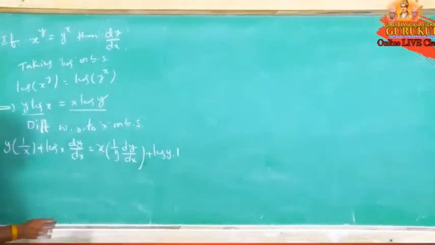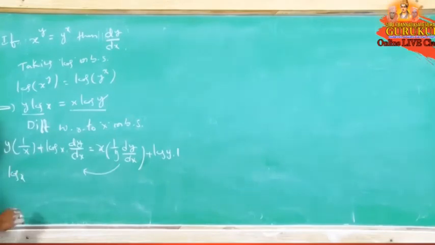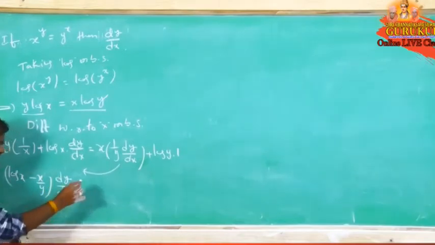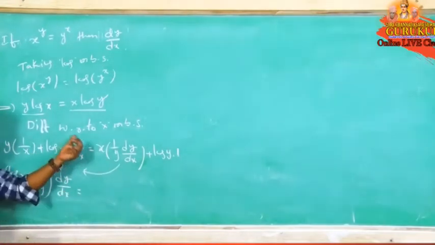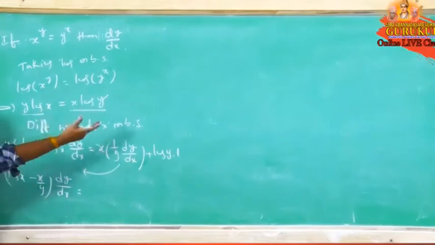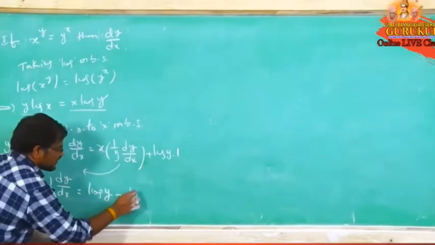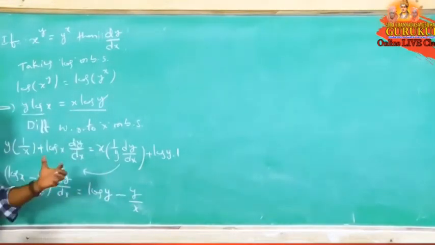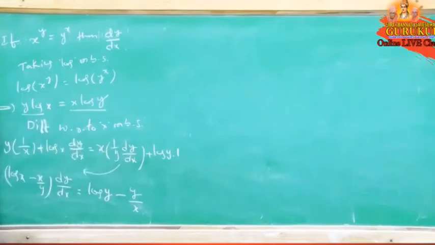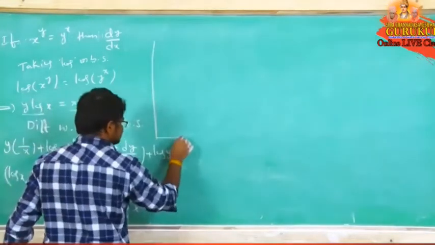Now after that, this dy by dx term I am taking to the left side, and the remaining terms on that side: log x minus x by y dy by dx. Can you write it like this? Once you see log x dy by dx, I am taking x by y dy by dx common and bringing the remaining term to that side. So there, log y minus y by x means nothing but dy by dx on this side and the remaining on that side. Now here taking LCM, here also taking LCM.